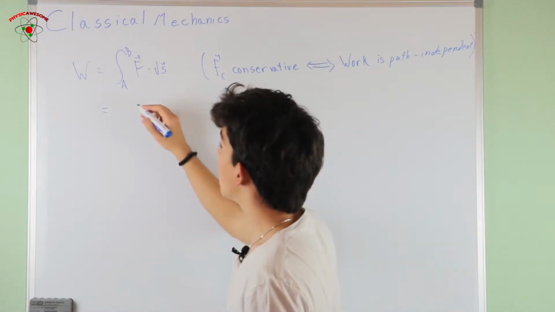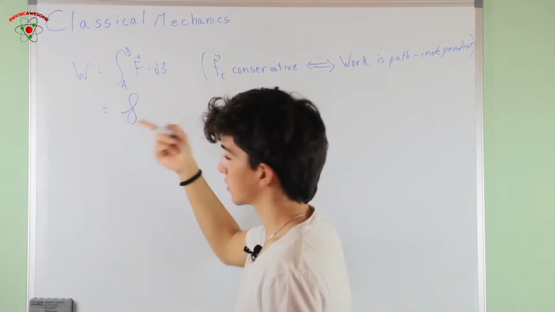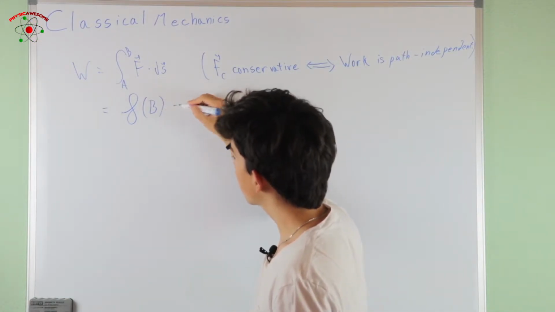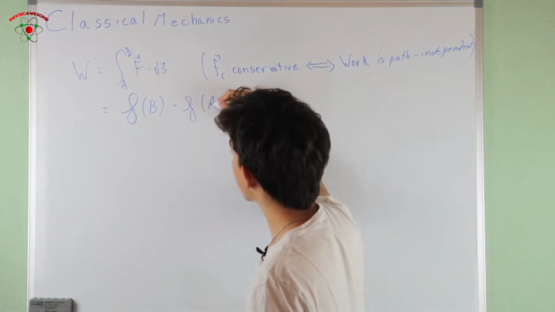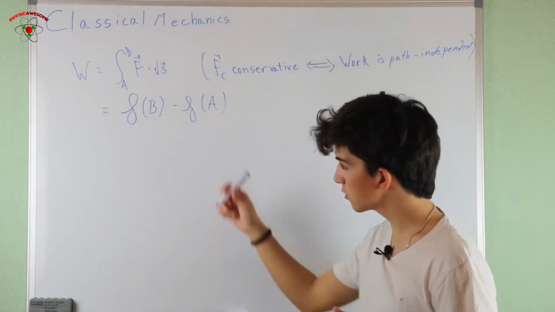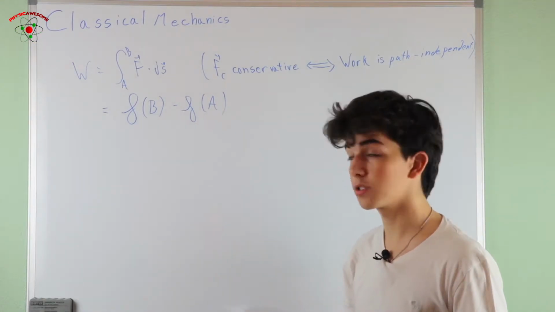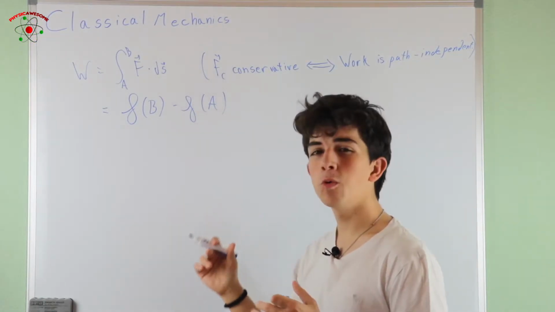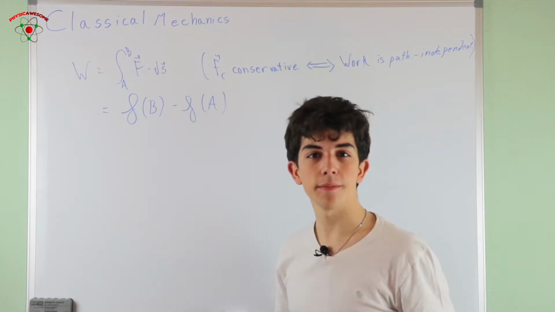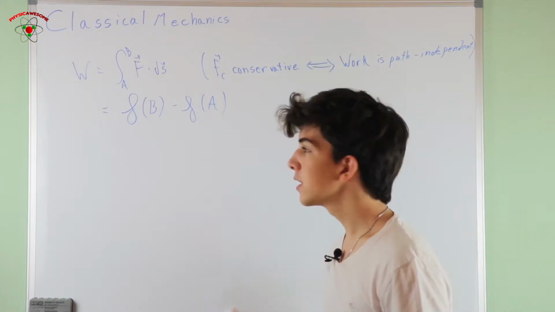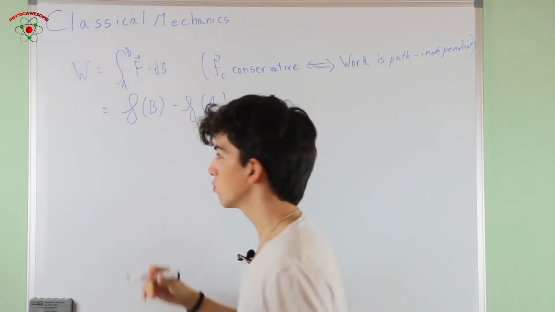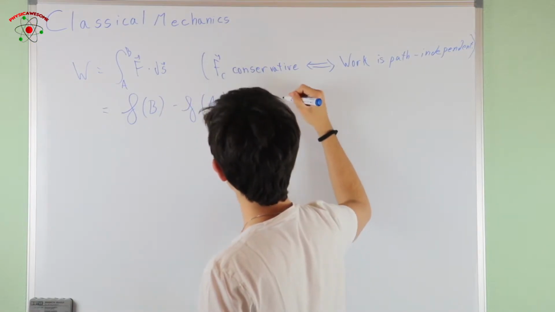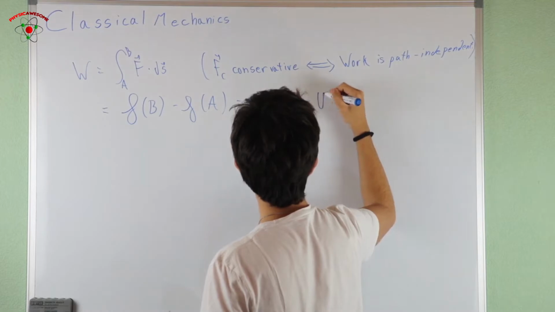So it's going to be a function, we'll signal it by f, from the point B, minus the function from the point A. And it's going to be the same function evaluated at those points. It's just going to be the antiderivative of that function. Now, we are going to give this function a fancy name. We'll call it potential energy, and we are going to signal it by U. So we'll say that this is equal to U at B minus U at A.